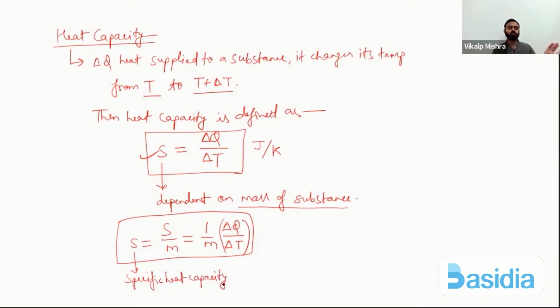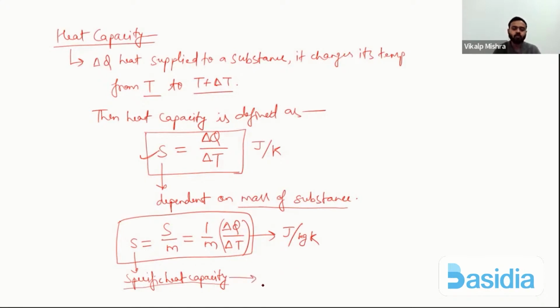Now this is a constant value for any material, any substance. For a fixed substance, like water, its value will be fixed. Specific heat capacity of water is 4.18. What is the unit? Here it is joule per Kelvin. Since we have divided by mass, it will become joule per kg Kelvin. This will be the unit of specific heat capacity. I hope all of you understood.